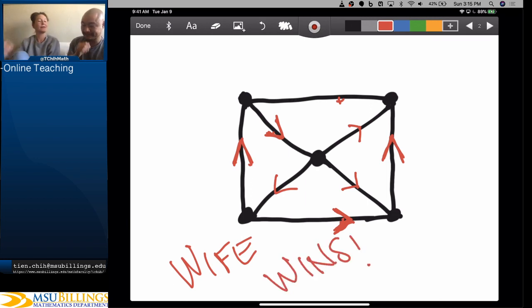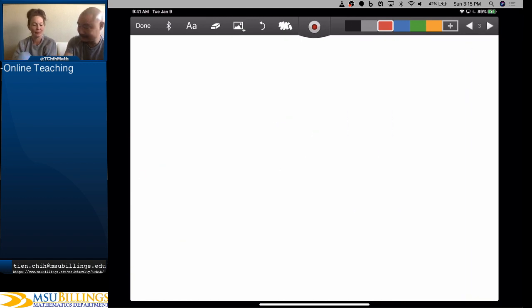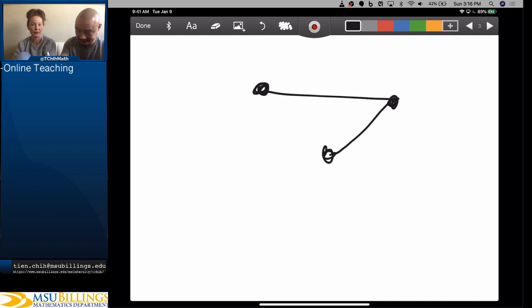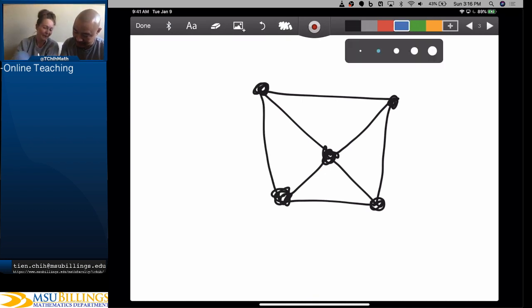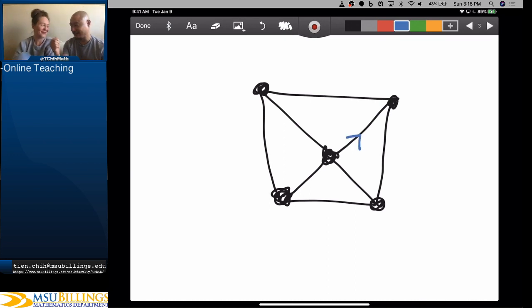Let's take a look at another example. And I shall go first. You're not a good drawer. I am not a good drawer. I will take that, and you do the same.